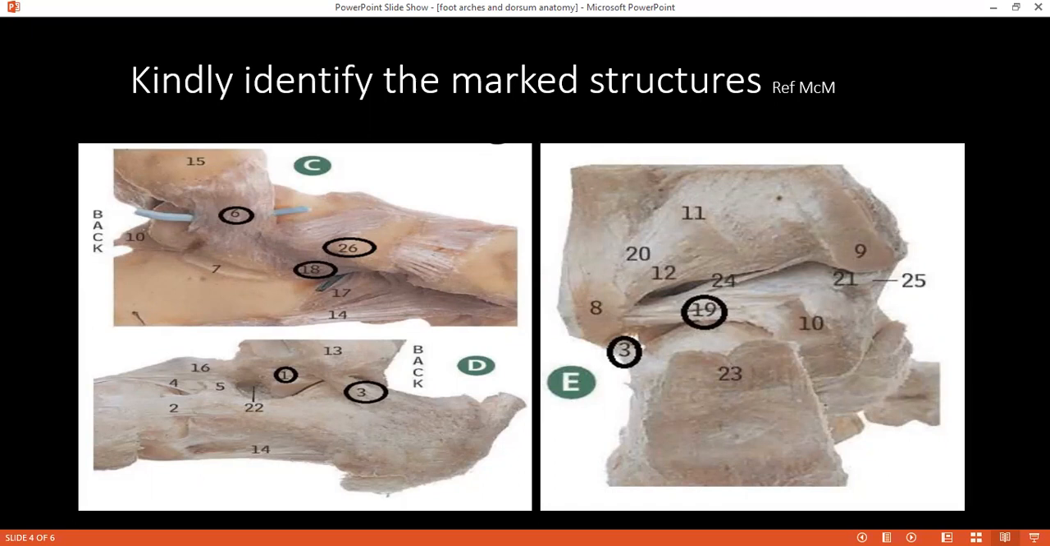To the tuberosity of the navicular bone, to the spring ligament, to the neck of the talus, to the sustentaculum tali, and to the body of the talus. Five structures. Okay. Why is the deltoid ligament called the deltoid ligament? Is there any other name for this ligament?